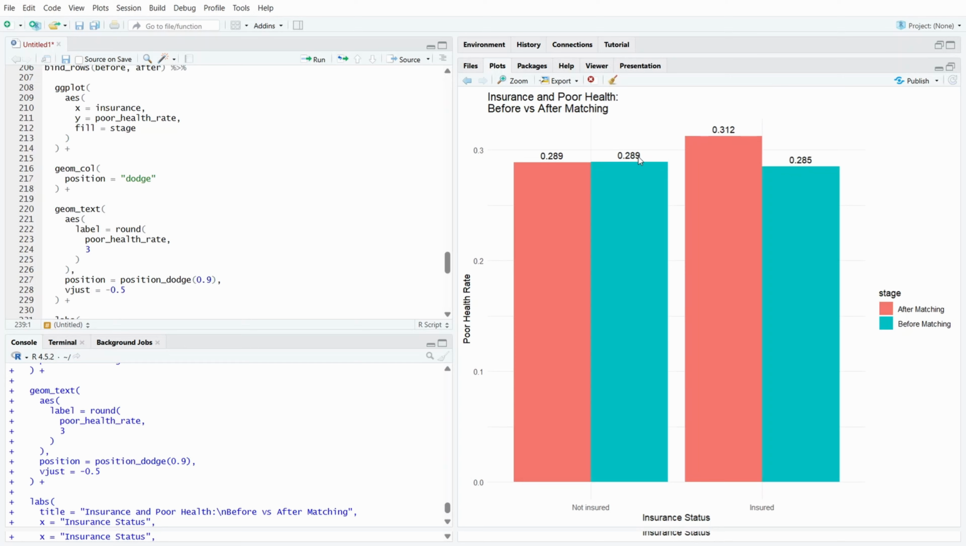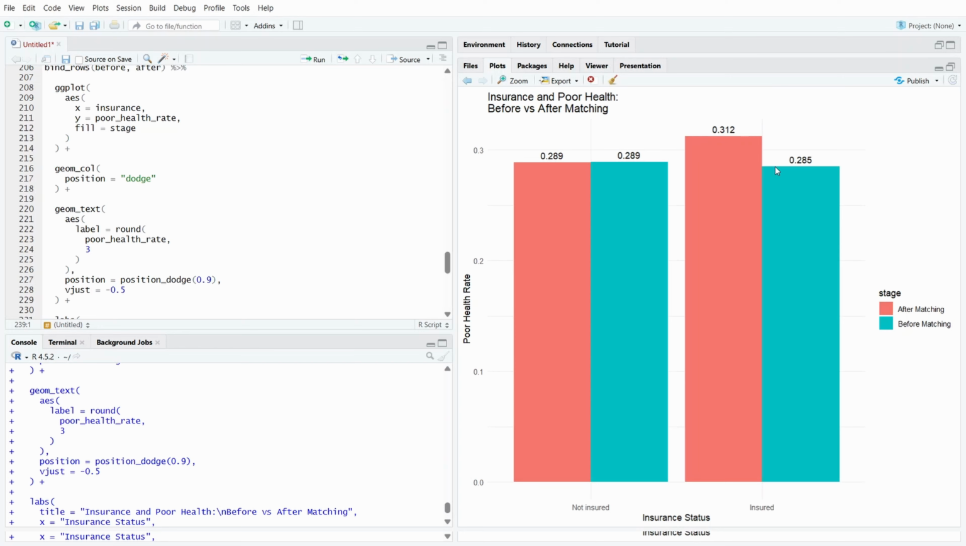This indicates that the matching process had little effect on the composition of the uninsured group. Now, looking at the insured group on the right, we see a different pattern. Before matching, the poor health rate among insured individuals was about 28.5%, but after matching, it increases to approximately 31.2%. This suggests that the matching process changed the composition of the insured group in an important way.